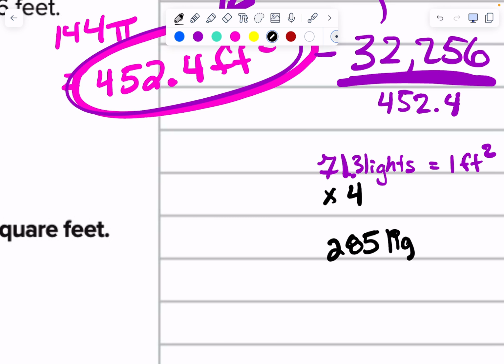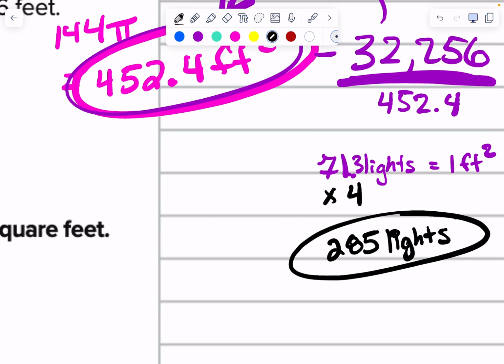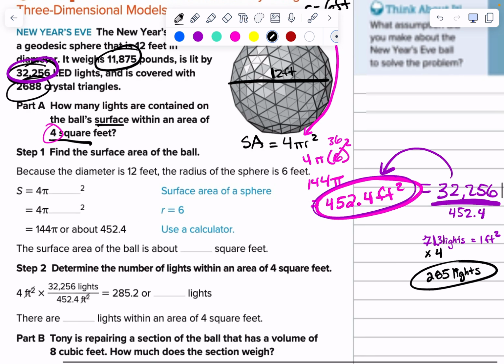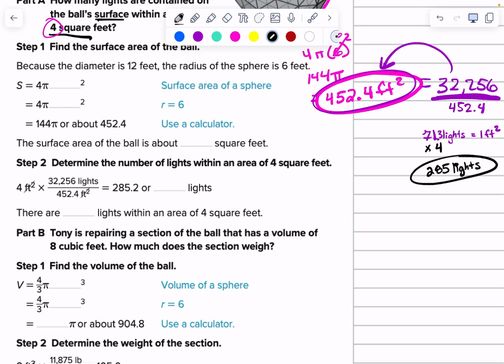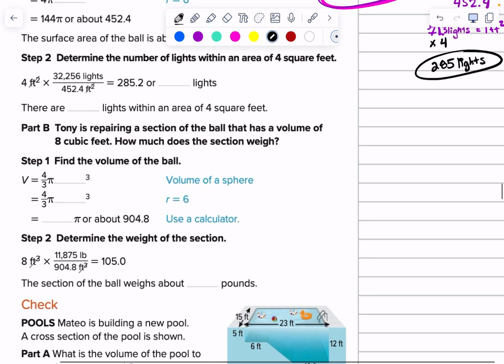Okay, so now at our final step, we'll round, right? 285 lights are in that 4 square foot area. That is not that big of an area, but that is a lot of lights. Okay, do you see how we did all that? Determine the number of lights within 4 square feet. We did all that.